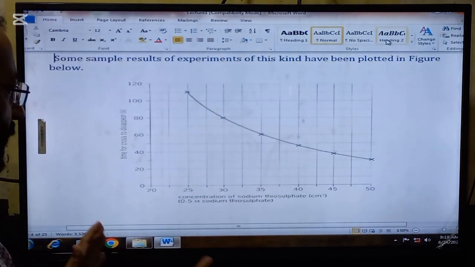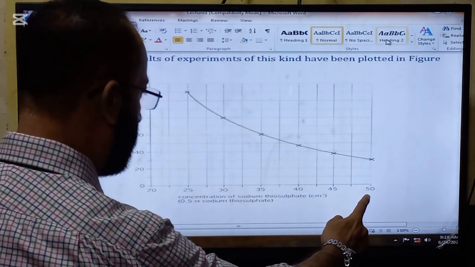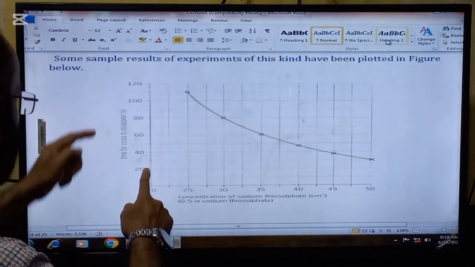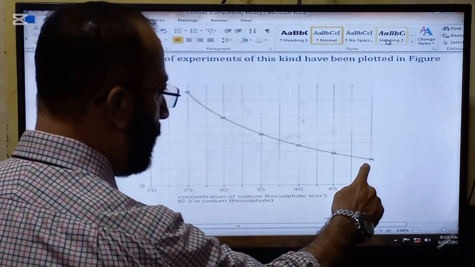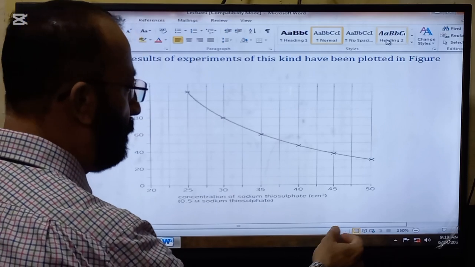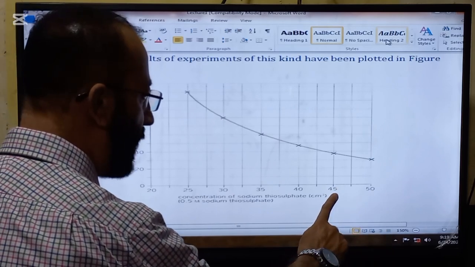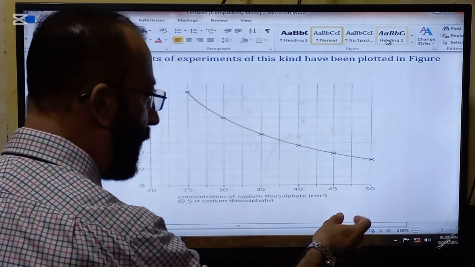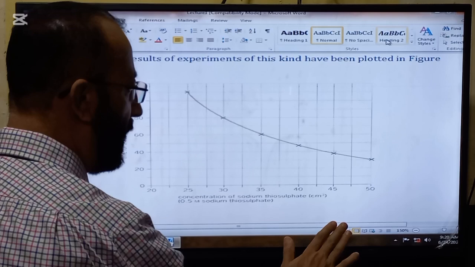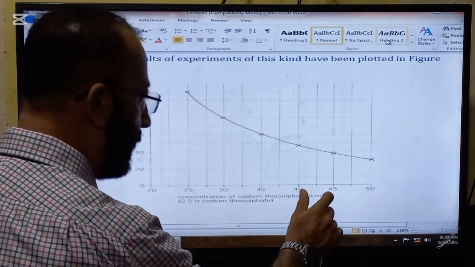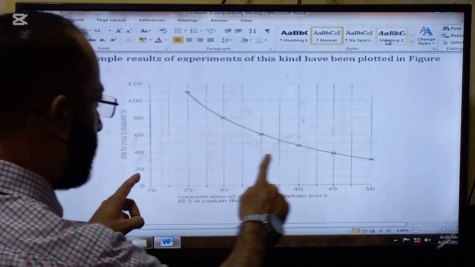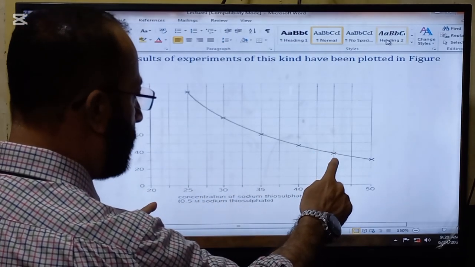So look now, when the volume of the sodium thiosulfate was 50 centimeter cube, the time taken was 30 seconds. So this is the point which is the result of the first experiment. In the second experiment, when we put 45 centimeter cube of sodium thiosulfate and 5 centimeter cube of water, definitely the concentration of the sodium thiosulfate will be decreased. And in this experiment, the time taken will be almost 39 seconds. So this will be the point marked.